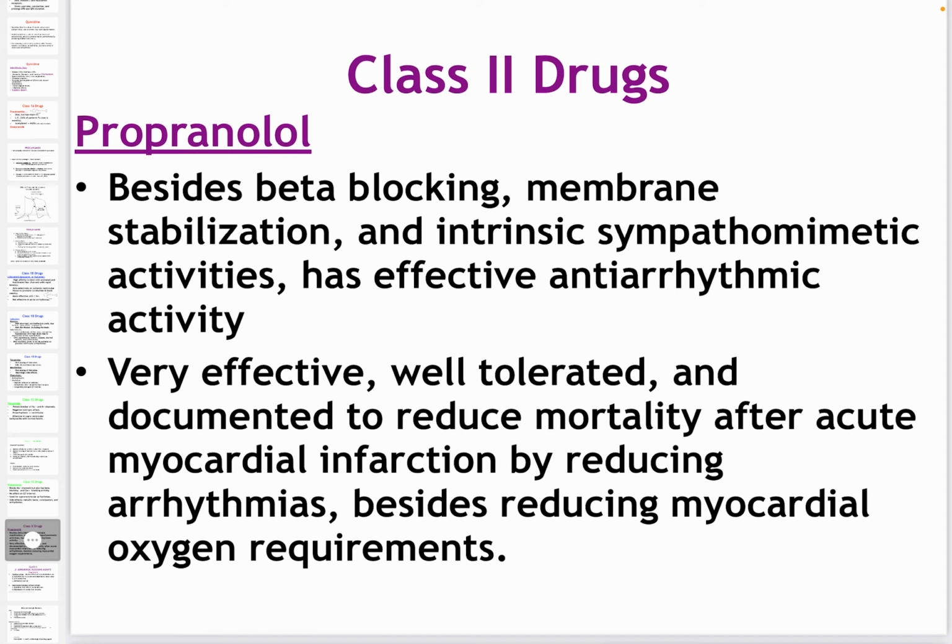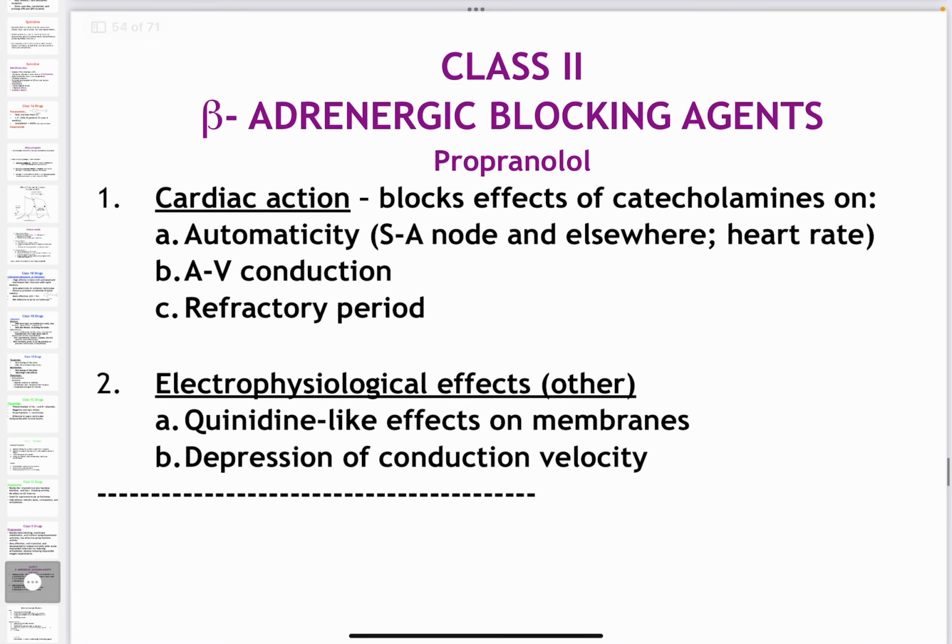So what would be the effect on the heart? We said it's going to be decreased in automaticity or conduction. So the cardiac effect, and these are due to blocking the effect of catecholamine on automaticity, especially the SA node, and this will decrease, of course, the heart rate. Also, it's going to affect the AV conduction, and it will elongate the refractory period. So what are the ECG effects? They are similar to quinidine. In addition to that, it causes conduction velocity depression, or decrease in conduction velocity.